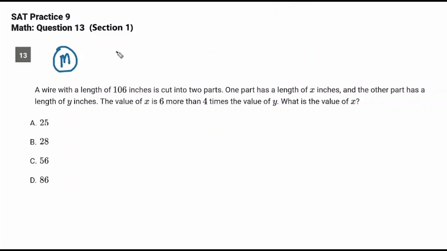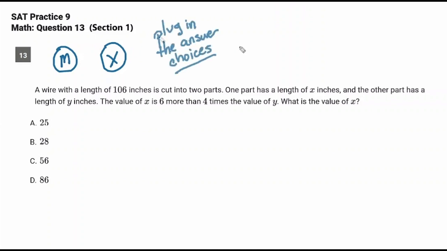So write down what you're looking for, X. This problem is a classic plug in the answer choices problem. How do you know? It's because there's a variable or an unknown in the problem. Here there's 2, X and Y, and you have a strange urge to set up an algebra equation. When that happens to you, the odds are very good that you can plug in the answer choices. Here's how to do it. Write the answer choices vertically, A, B, C, D.